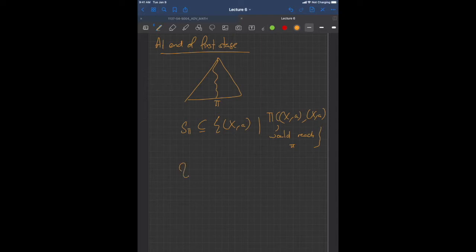So let's denote X pi to be the set of matrices X such that X appears in this S pi as a tuple. Remember, S pi is a tuple: the first coordinate is a matrix and the second coordinate is a vector. So this is all X such that there exists an A such that (X, A) is in S pi. So what do we know? The cardinality of X pi is at least the cardinality of X root divided by 2 to the length of pi.